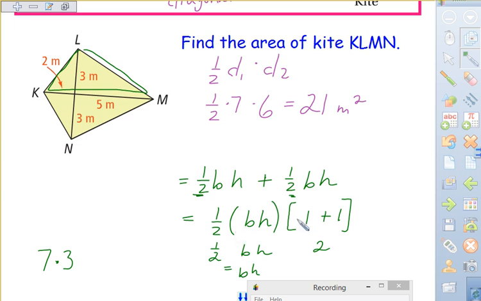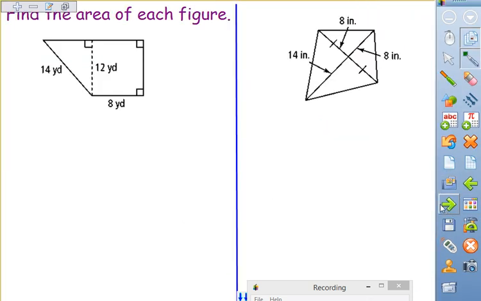So the formula for a kite is 1/2 diagonal 1 times diagonal 2. So here is a trapezoid and here is a kite. Please pause the video and let the students work.